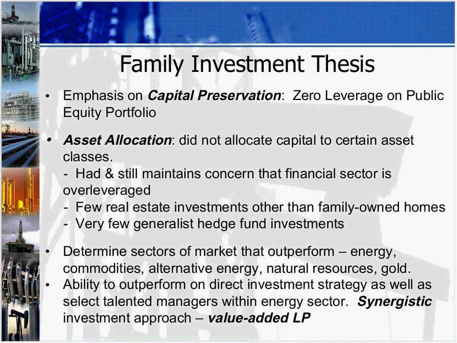We don't allocate to certain asset classes. Like I said, we think the financial sector is over-levered. We didn't have any investment banks in our portfolio going into the crisis. We actually had some foresight there, which was fortunate. We also don't have that many real estate investments other than family homes. We've got very few generalist hedge fund investments. So our portfolio has really been to find the sectors of the market that we think are going to outperform over the next 10 years.